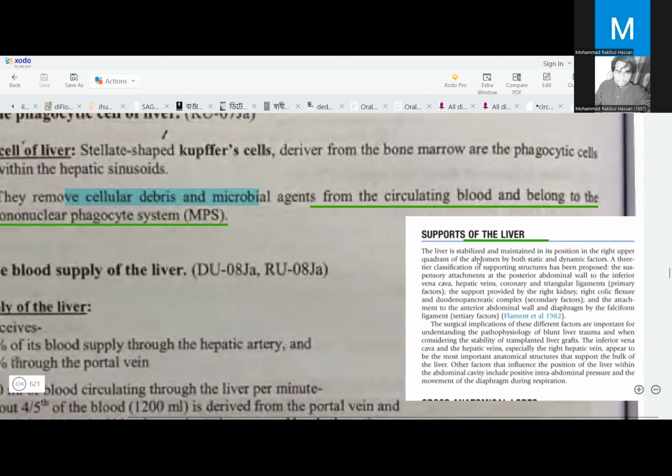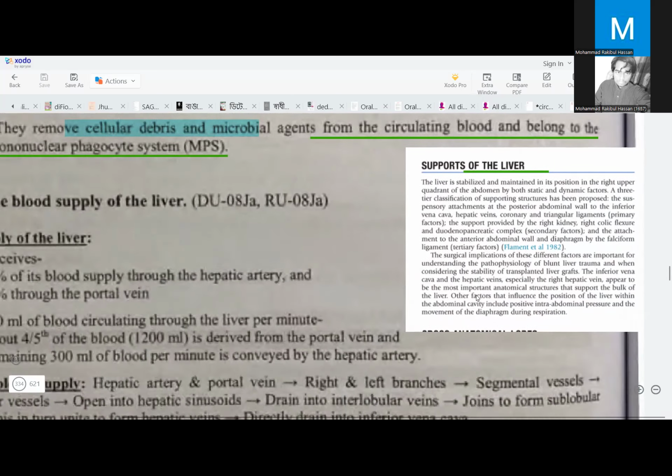Supports of the liver. The liver is stabilized and maintains its position in the right upper part of the abdomen by both static and dynamic factors. A three-tier classification of the supporting structures has been proposed. The suspensory attachment at the posterior abdominal wall to the inferior vena cava, hepatic veins, and coronary and triangular ligaments are primary factors. The support provided by the right kidney and the right colic flexure of the pancreatic complex are secondary factors, and the attachment to the anterior abdominal wall and diaphragm by the falciform ligament is the tertiary factor.